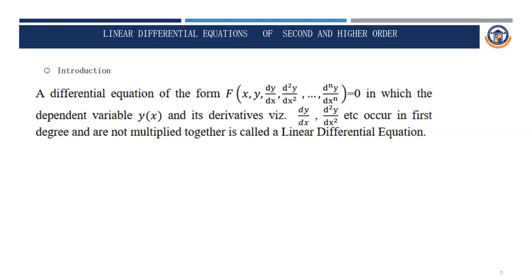First, introduction. A differential equation of the form f of x, y, dy by dx, d square y by dx square, and so on, d power n y divided by dx power n, equal to 0, in which the dependent variable y of x and its derivatives dy by dx, d square y by dx square and so on occur in first degree and are not multiplied together, is called a linear differential equation.